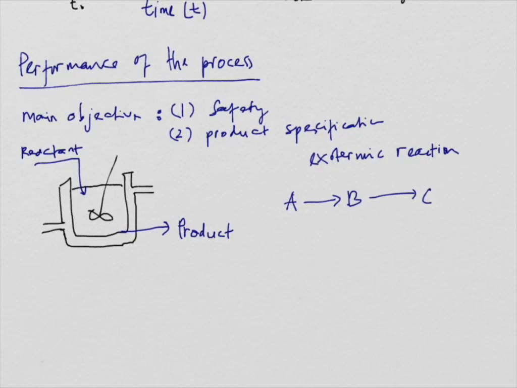The product B is the desired product. A is the reactant, B is the desired product, and C is the undesired product. You can see this: our desired product is the intermediate product.